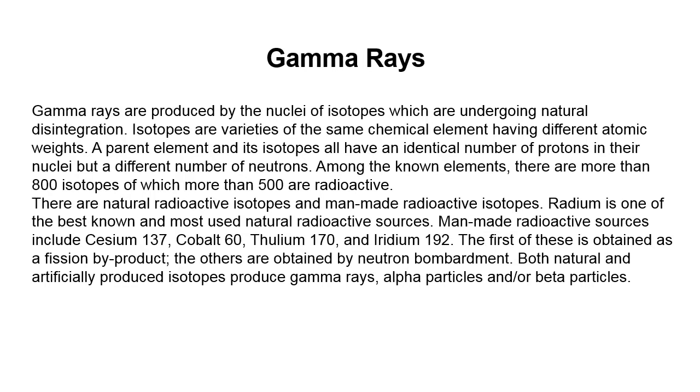There are natural radioactive isotopes and man-made radioactive isotopes. Radium is one of the best known and most used natural radioactive sources. Man-made radioactive sources include Cesium-137, Cobalt-60, Thulium-170, Iridium-192. The first of these is obtained as a fission byproduct. The others are obtained by neutron bombardment. Both natural and artificially produced isotopes produce gamma rays, alpha particles, and/or beta particles.